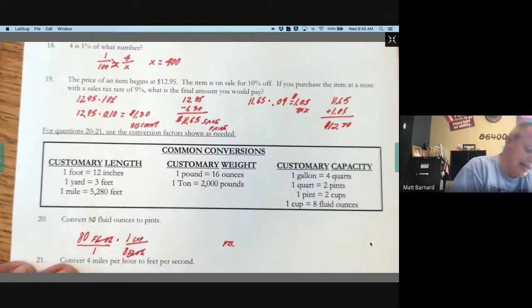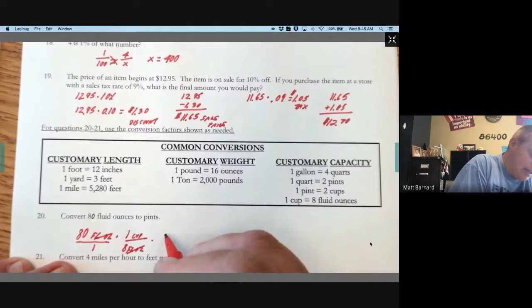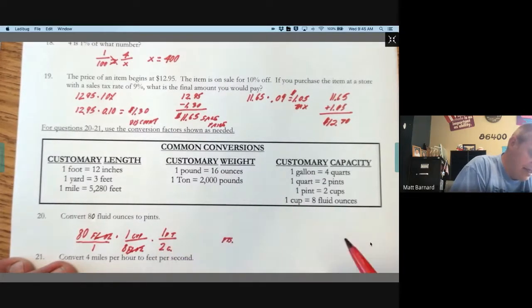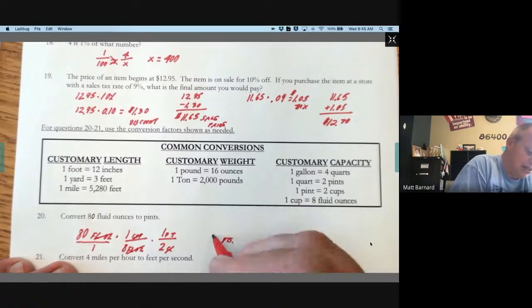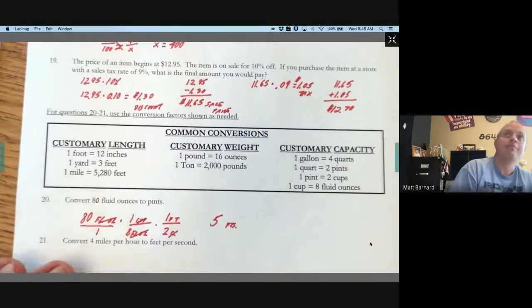Now I need to get rid of cups. So let's see, what do I know? 1 pint is 2 cups. So the cups will go away. And let's see, what are we left with then? Well, 80 divided by 8 is 10, and I have to divide that by 2, and I can just multiply across as well, but that gives me 5.